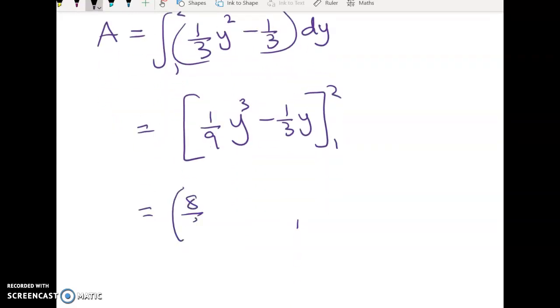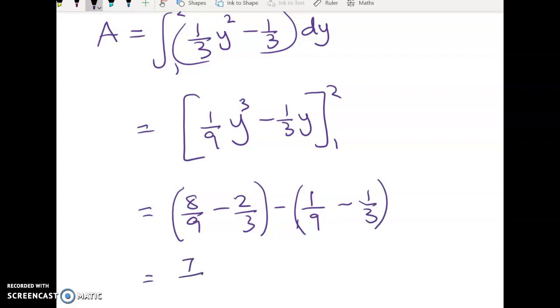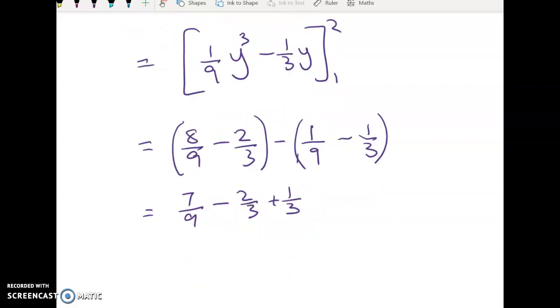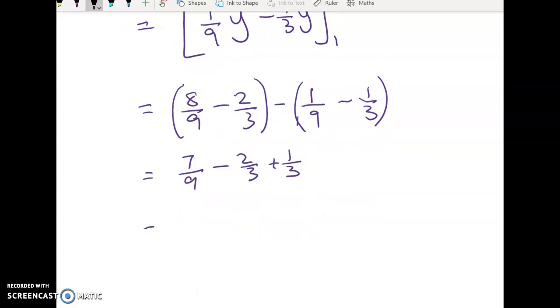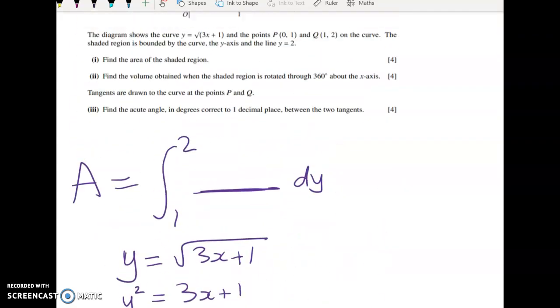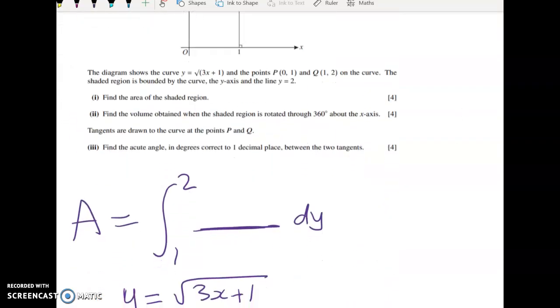So we get 8/9 minus 2/3, minus 1/9 minus 1/3. I think that's right. So that gives us 7/9 minus 2/3 plus 1/3. 7/9 minus 1/3 gives us 4/9. So that's my answer for the first part. That's the area. We weren't given units, so it's just units squared.